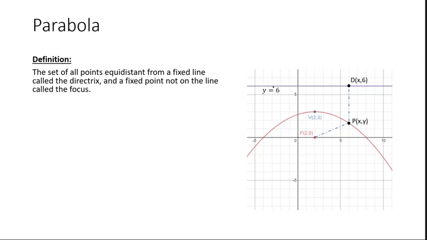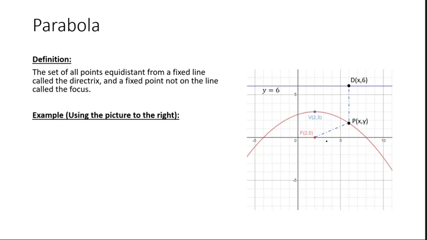Now, what this definition says is that if you pick any point on the parabola, so here we see point P, we'll call that x, y. If you take any point here, for example, the vertical distance to the directrix up here at point x, 6, and the distance to the focus down here at 2, 0, that distance will be the same. And it doesn't matter where we go on the parabola, if we pick any point, the distance to the directrix and that focus will always be the same.